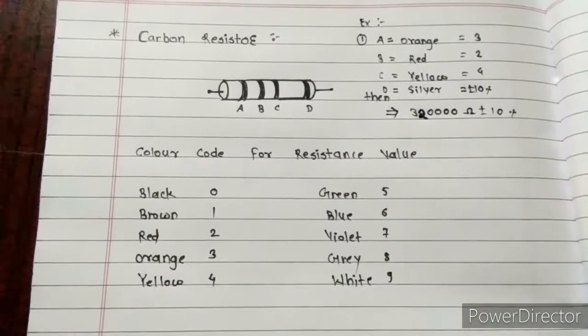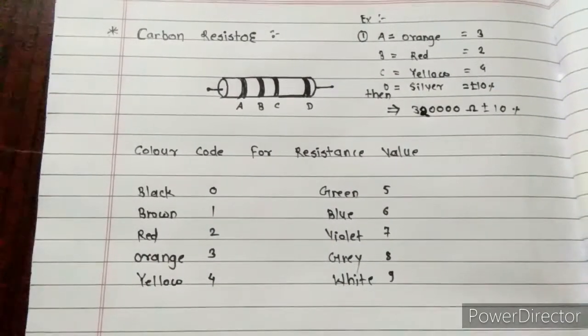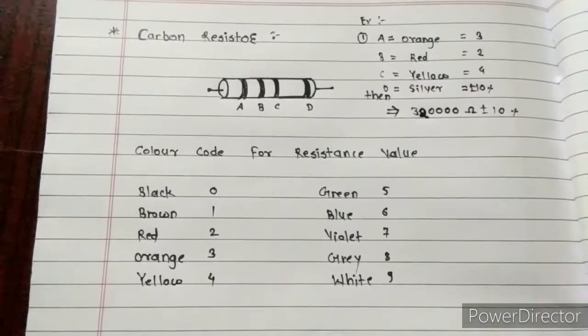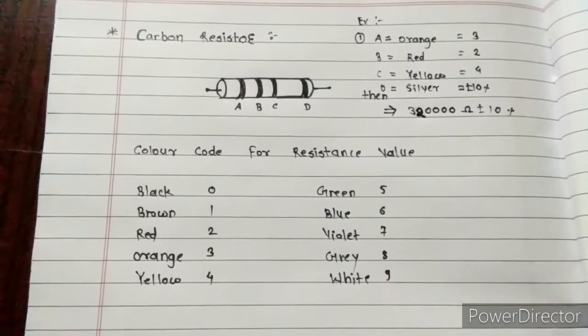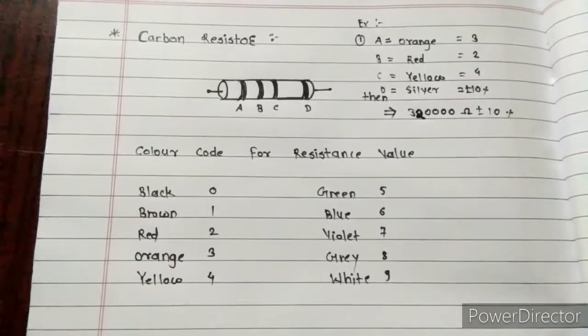Today in class, we are going to discuss carbon resistors. This is a very small component which provides resistance in the circuit. In the case of large resistors, the value of resistance is clearly mentioned on the resistor, which you can see easily.